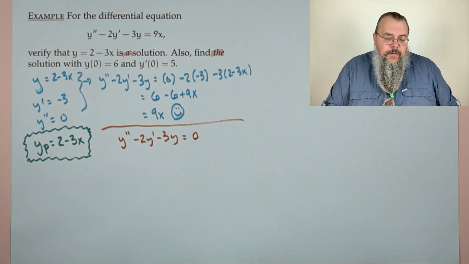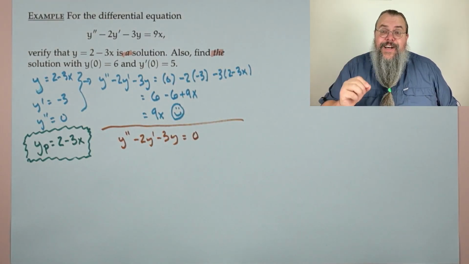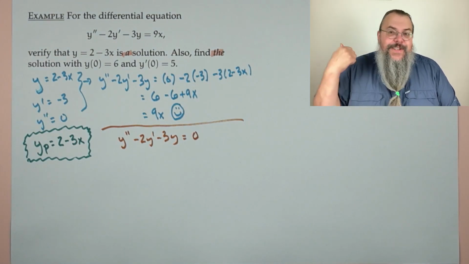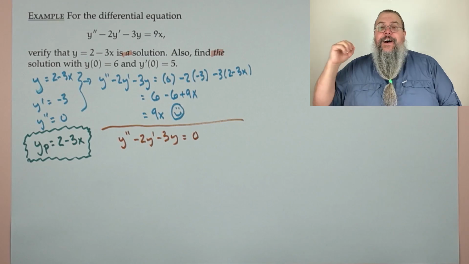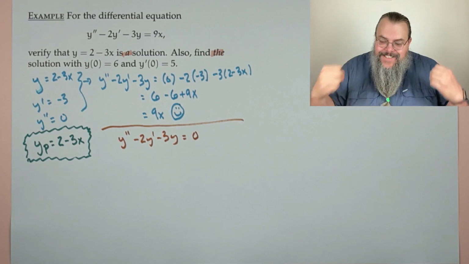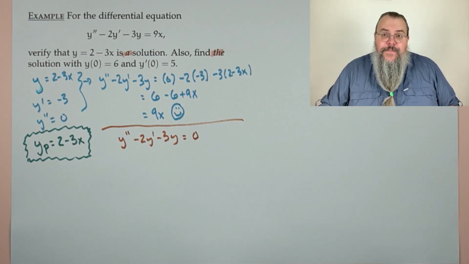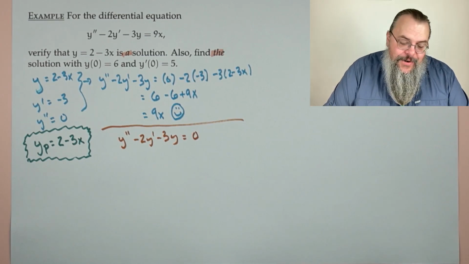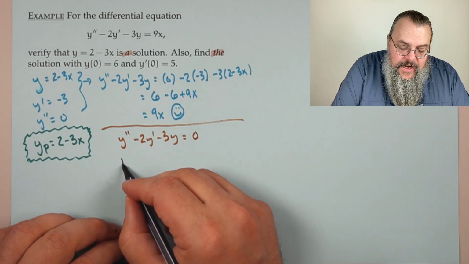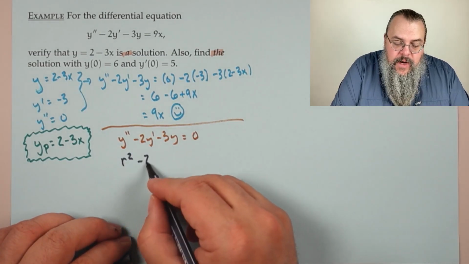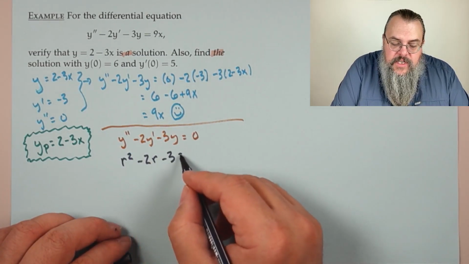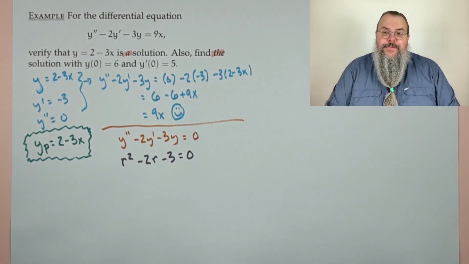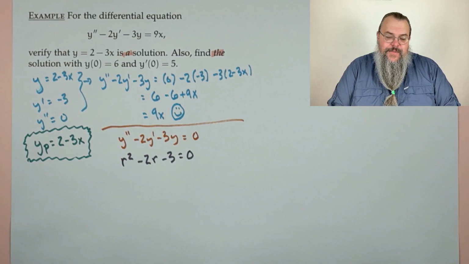And now we say, this is nice. This is something we can do. Constant coefficient, linear, homogeneous are great. Because we can solve this by turning it into algebra. So we turn this into a quadratic, r squared minus 2r minus 3 equals 0. And finally, it's a quadratic we can factor without stressing too much.